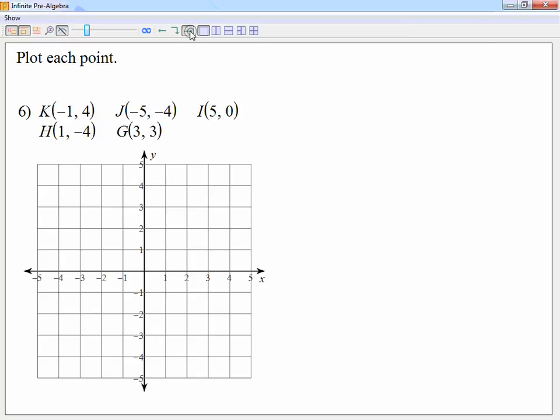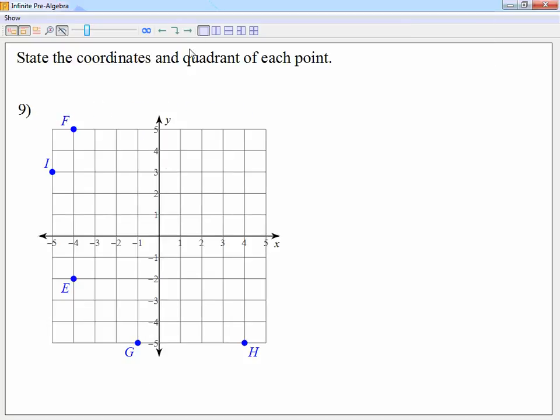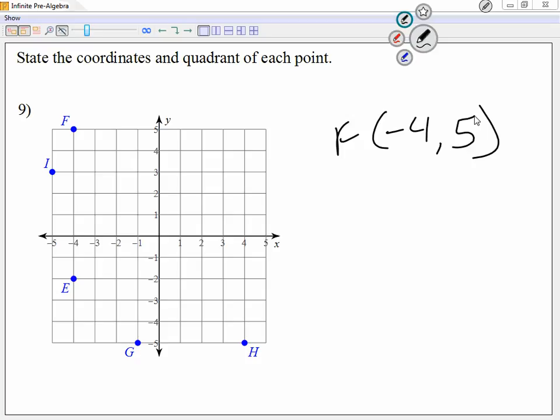Then the last 4 questions, 9 through 12, I'm going to give you the points. You give me the coordinates. So for point F, for example, there's my point F. Starting from the origin, I will say go 4 to the left. So that's -4. And then 5 up, which is +5. Remember, the first number tells me right or left. The second number tells me up or down. Any questions?